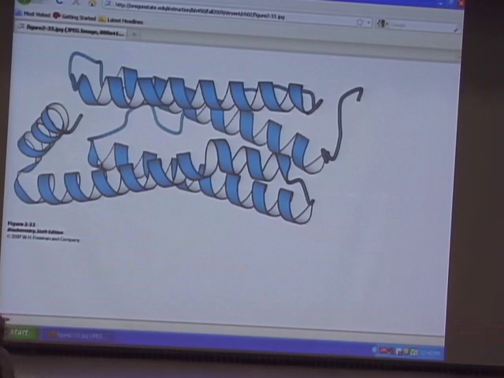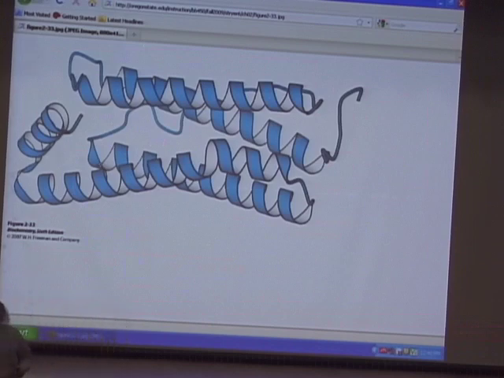Yes, Lori. The random coil is technically not secondary structure. Only repeating structures are secondary structures. I'm going to show you one other repeating structure in a second. Good questions.